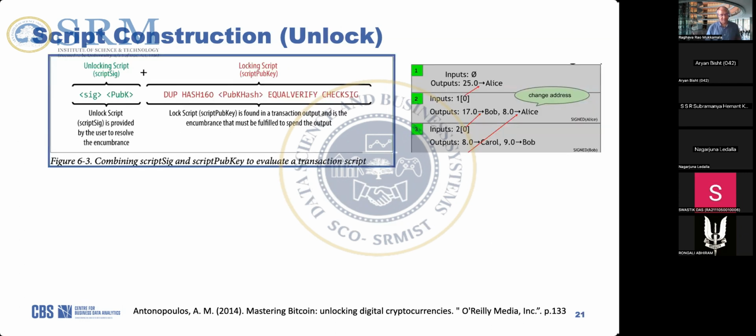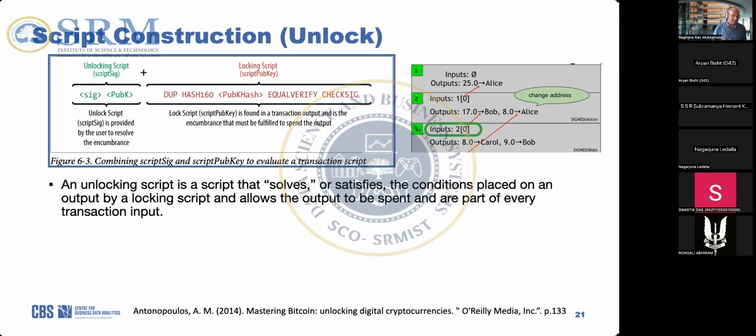Again, now we are in this part. So now we are talking about the unlocking script. And now we are trying to spend the resource, right? So an unlocking script is nothing but it solves or satisfies the conditions placed by the locking script and allows the output to be spent, as part of every transaction's input.